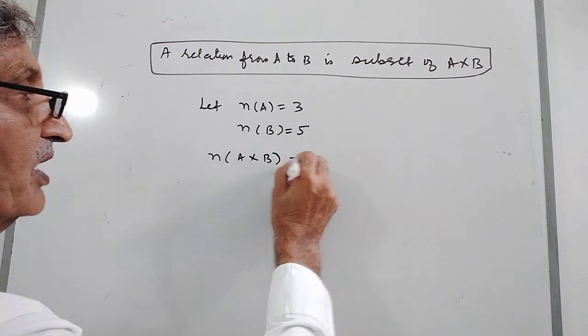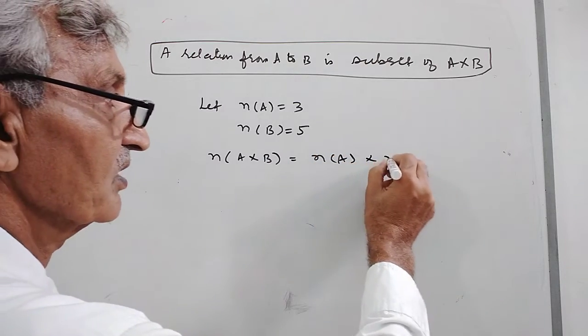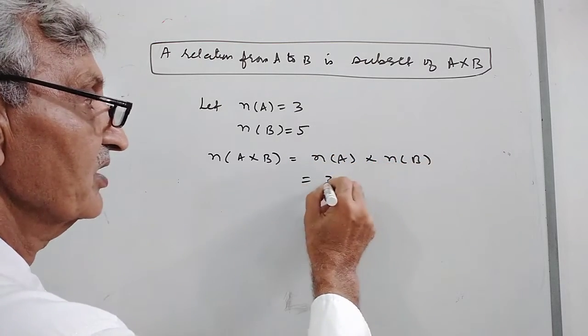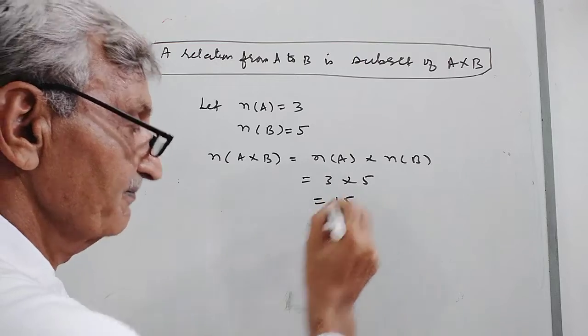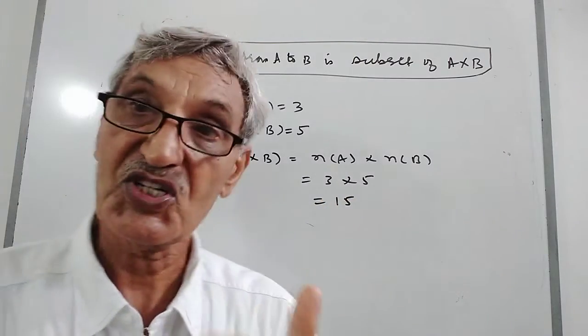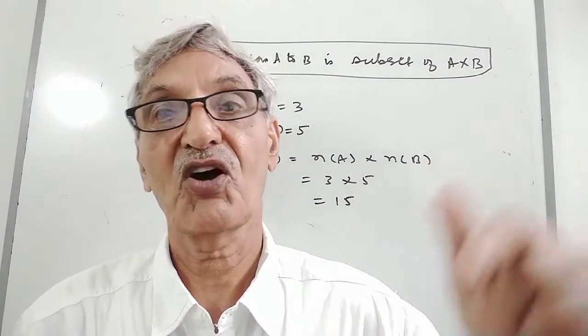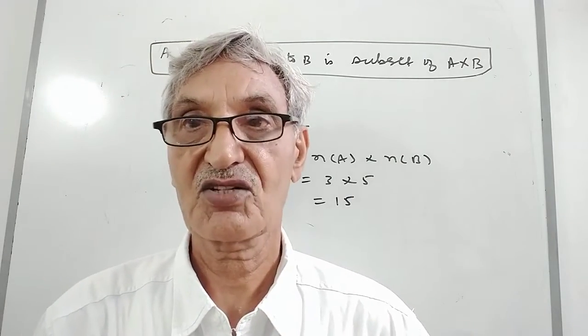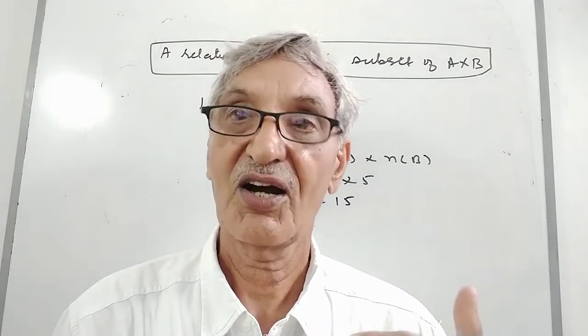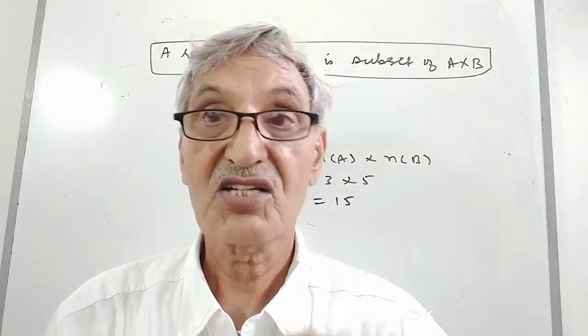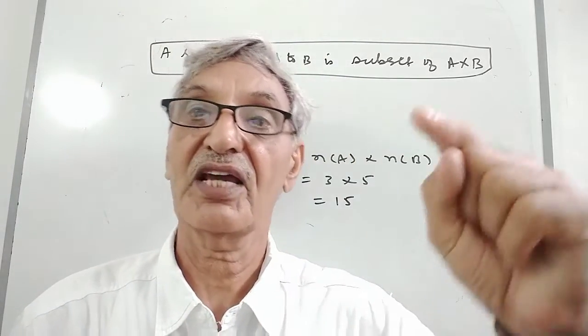A cross B will have the number of elements in A times the number of elements in B, which is 3 into 5, equal to 15. Then my next question: how many relations can there be from A to B? A relation is a subset of A cross B.